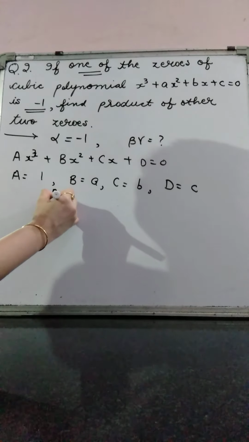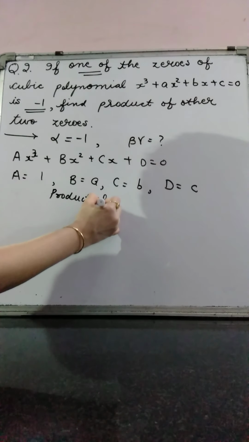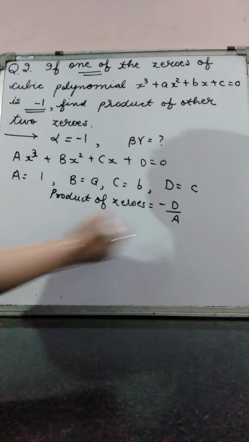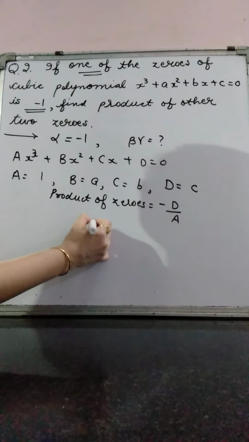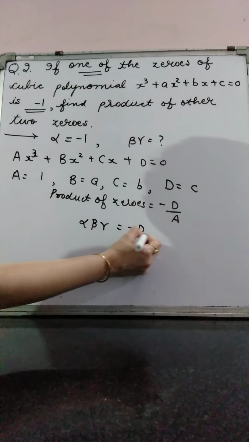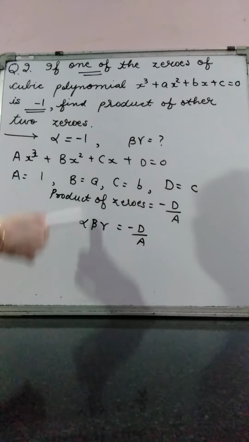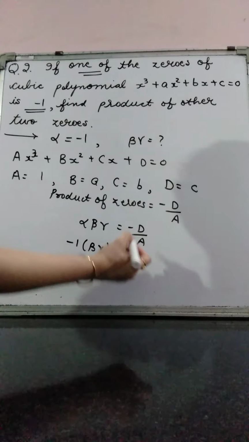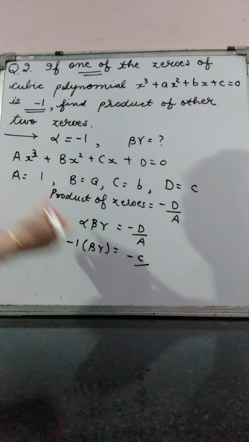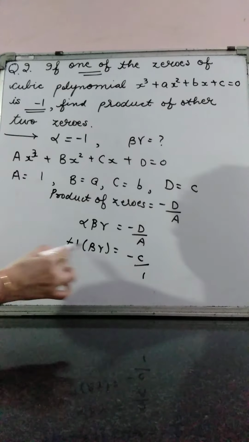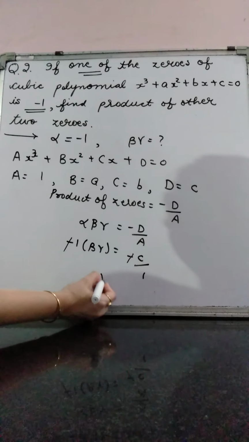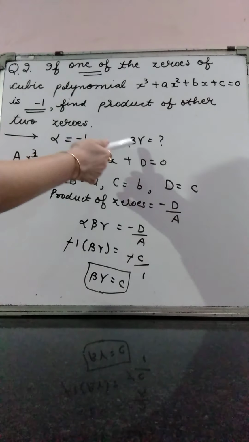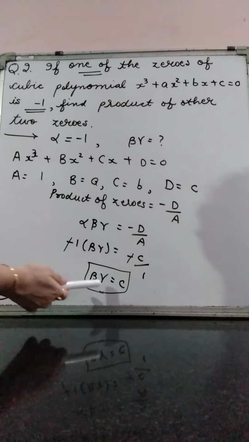Now apply the formula. Product of zeros is equal to minus d by a. Product of zeros, that is alpha beta gamma, is equal to minus d by a. Now substitute the value of alpha, that is minus 1. The value of d is c, and the value of a is 1. Now cancel minus and minus. The value of beta gamma is c. This is the required answer. We need to find the value of beta gamma. The value of beta gamma is c.